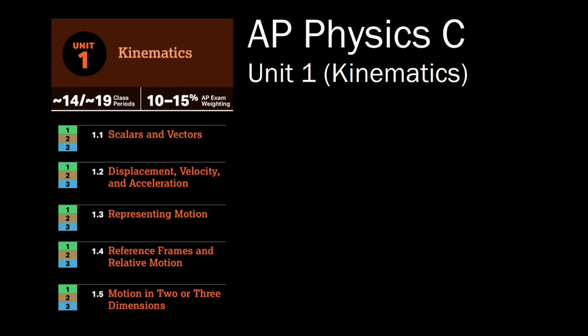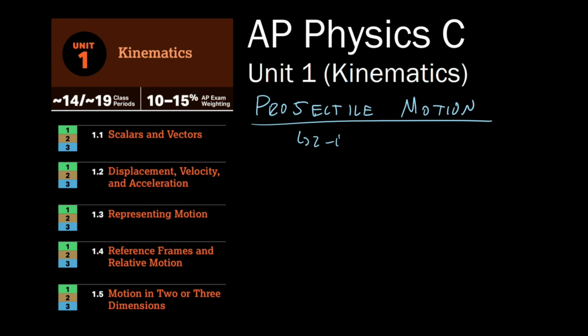All right, now we're going to continue with the discussion of projectile motion. Projectile motion is a special case of 2D motion. And what makes it special is that our acceleration in the y direction is always negative g, or negative 9.8 meters per second squared, and our acceleration in the x direction is always 0.